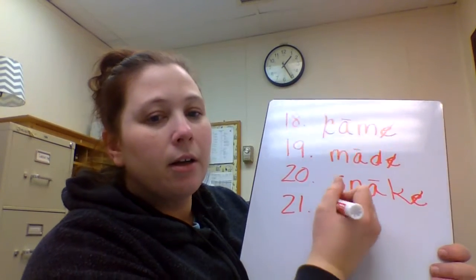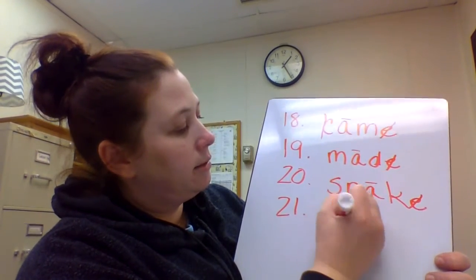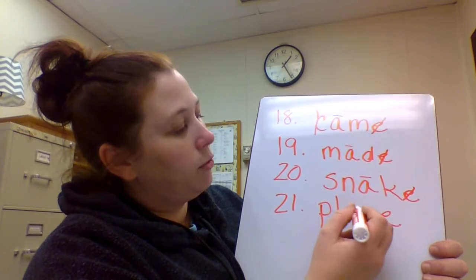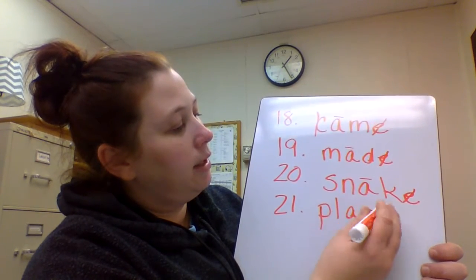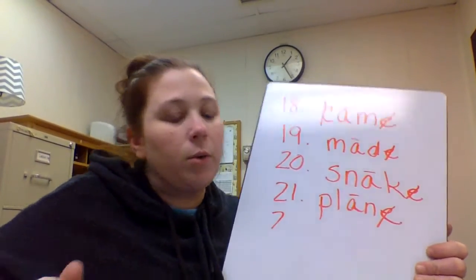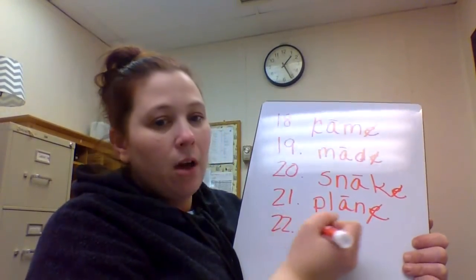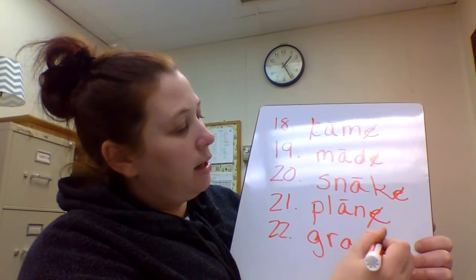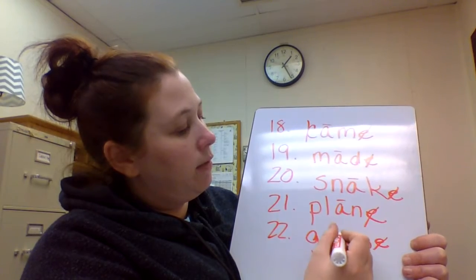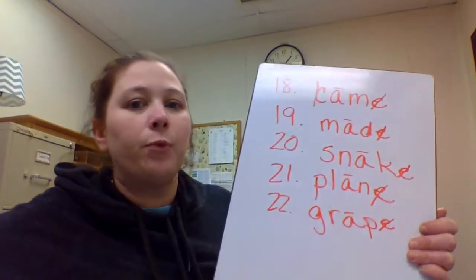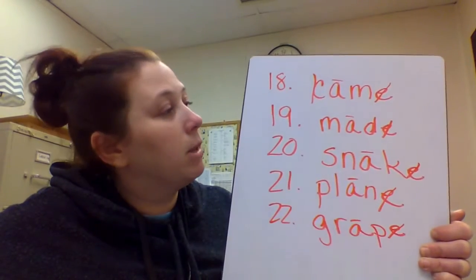21, plain. Here we have a PL blend, but we don't do anything with that. Here we have A consonant E. We cross the E off. The A gets a macron. All right, and that's, oh no, we are going to do 22. We have grape. Again, A consonant E, cross the E off. A, and that GR is a blend, I believe we've learned, but we don't do anything with a blend. We just know that it is a blend.